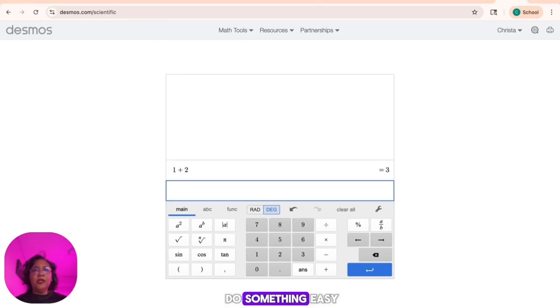So I'm just going to do something easy. 1 plus 2 equals 3. But let's say I did 3 minus 4. Do you see how over here it already gives you the answer without hitting enter?